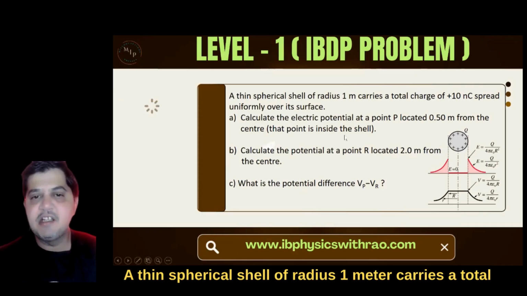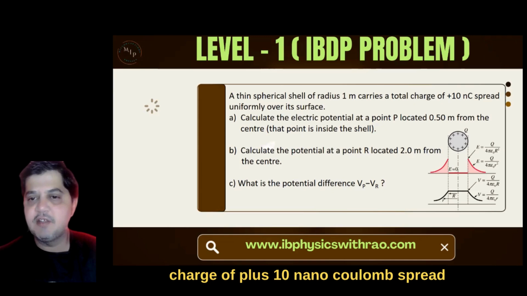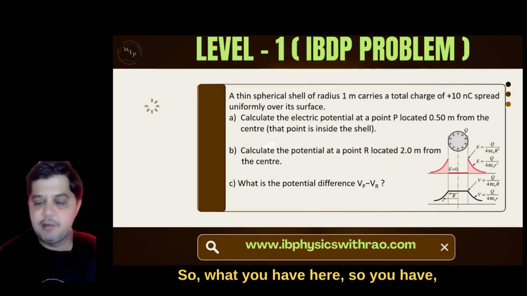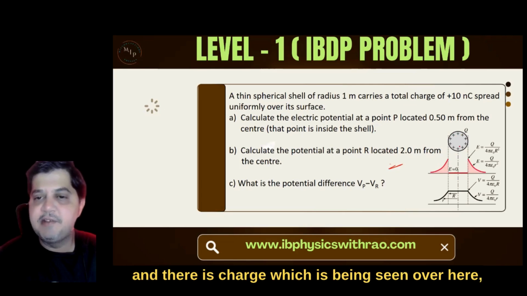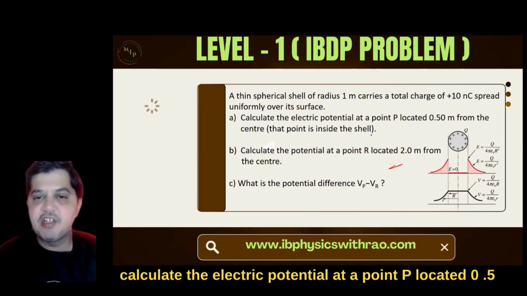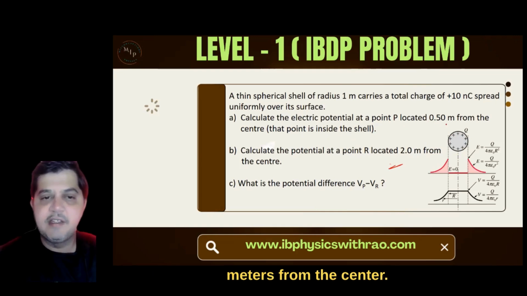A thin spherical shell of radius 1 meter carries a total charge of plus 10 nanocoulomb spread uniformly over its surface. So what you have here is a spherical shell, and there's a charge which is seen over here. Calculate the electric potential at a point P located 0.5 meters from the center.